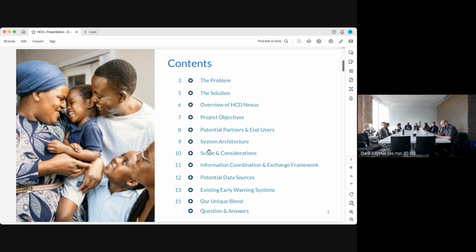And then the next thing is also to work out the information coordination and exchange mechanisms, because, as you've been following since yesterday, the interoperability of the data is a key consideration, and we're factoring that into our system design. We'll give you a quick overview of the potential data sources that we're leveraging for this system, and then provide a brief case study on existing early warning systems, and point out the lessons that we're trying to pick up from each.